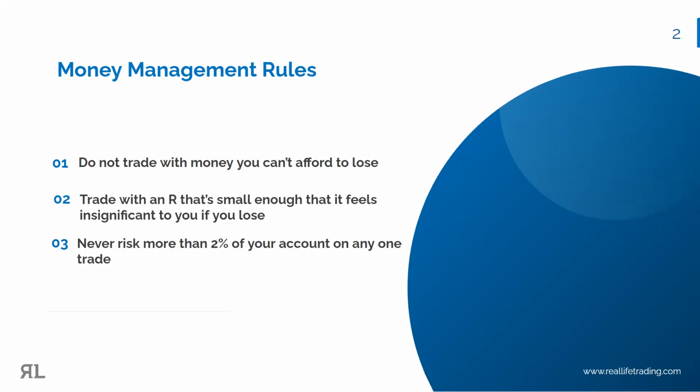All right. So a second rule is something that I always talk about when I'm doing either one-on-one coaching or group mentoring. I always emphasize that you should trade with an R that's small enough that it feels insignificant to you if you lose. That could be $25, it could be $100, it could be $500, whatever that amount is, and it's going to be different for everybody.